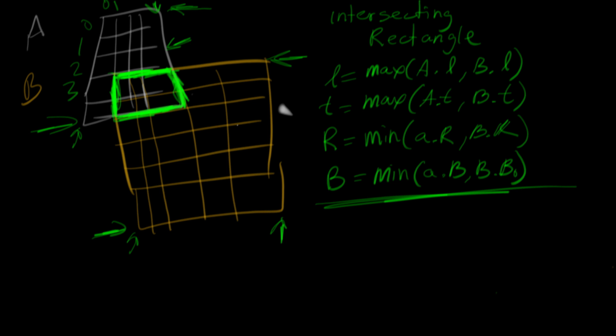As we loop through, we need to get the source color and destination color. So we know that in the intersecting rectangle, all the pixels will be valid. So we don't need to test to see if a pixel is outside of A. So as we're looping through every one of these pixels in the intersecting rectangle, we need to get the source color and the destination color.